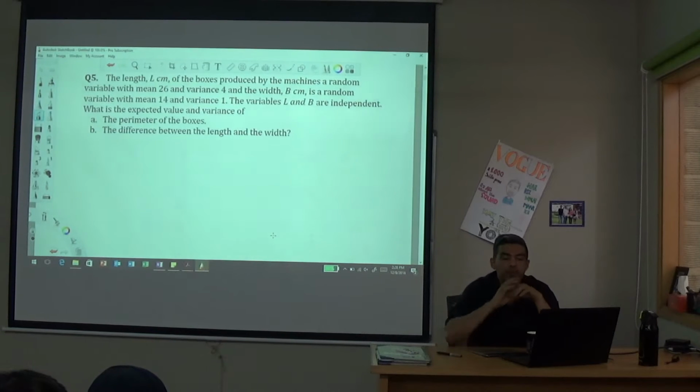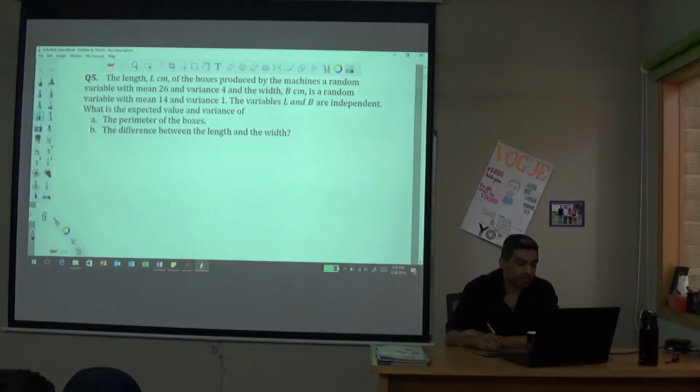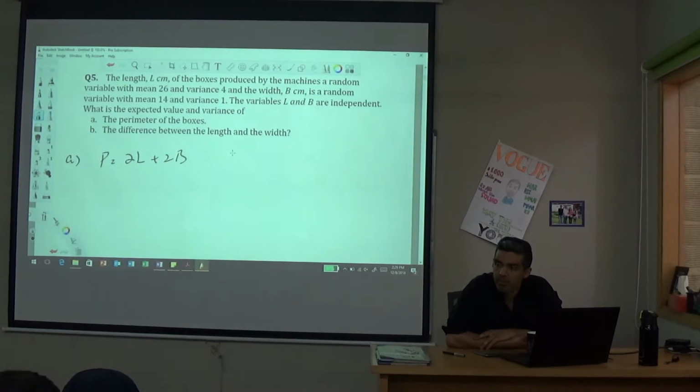There are some boxes that have been produced by a machine, and we have the average length and the variance of the length, and the mean of the width and the variance of the width. We are interested in finding out the expected value and the variance of the perimeter of the box. Now we know that the perimeter of the box would be twice the length plus twice the breadth. That's how you calculate the perimeter.